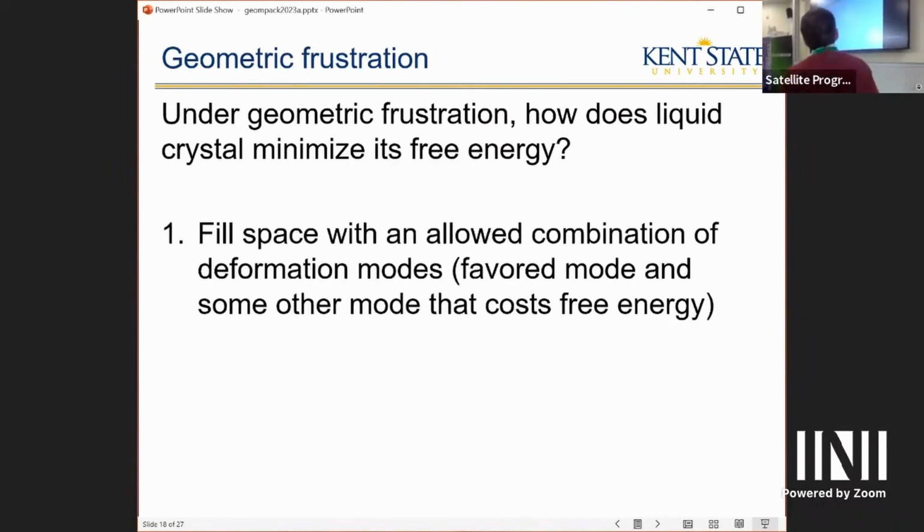So that makes a situation of geometric frustration, right? There's an ideal local state which cannot fill up space, like a geometric packing problem. So we can ask, how does a liquid crystal resolve this kind of problem? In general, there are two ways. One is to fill up space with an allowed combination of deformation modes. It can have the mode that it wants, plus some other mode that it doesn't want, but it's willing to accept in order to get the one that it wants.